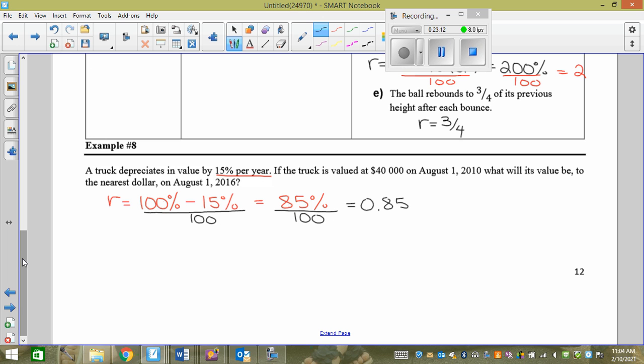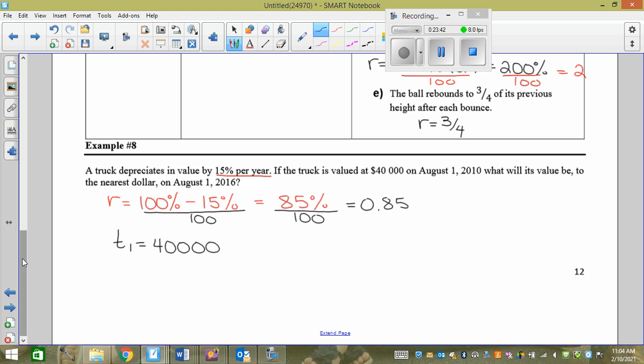That's actually term nothing. That's term 0. Okay? But we're going to treat it as term 1 because term 0 makes no sense. I have no formula for term 0. So term 1 is 40,000. In 2010. What will the value to the nearest dollar be in 2016?